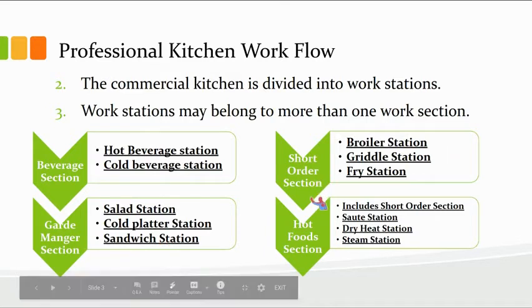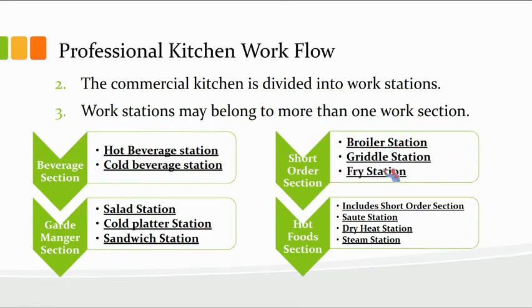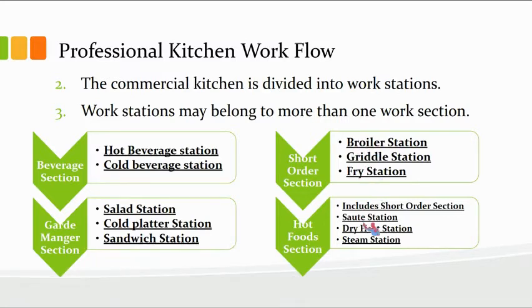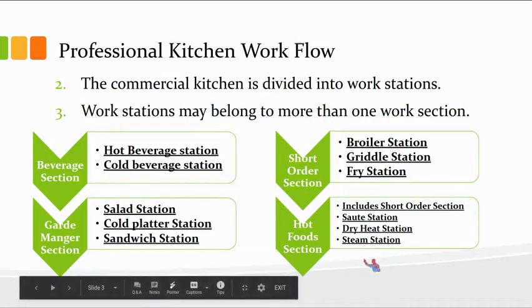Your short order section is going to include your broiler, your griddle, and your fry stations. And then your hot food section will include your broiler, your griddle, and your fry station. And then it will also include your saute, your dry heat, and your steam. So there is a total of 6 stations in this hot food section, and I want you guys to remember that. It includes these three and these three.